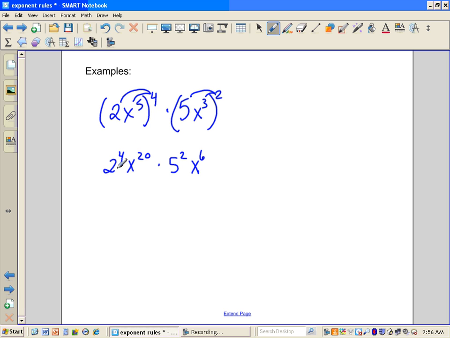I can do out this because 2 to the 4th, 2 times 2 is 4, times 2 is 8, times 2, so that's just 16, x to the 20th times, let's see, 5 squared, we know it's 25, sorry about that, x to the 6th. Numbers I can just multiply. 16 times 25 happens to be 400. X to the 20th times x to the 6th. That was the very first rule we started with. Same base. We're multiplying. Add the exponents. So this is going to be x to the 26th. Add the exponents.